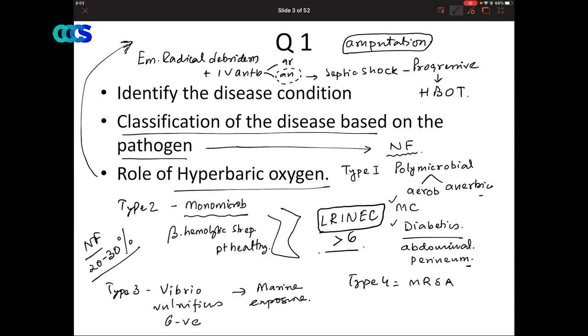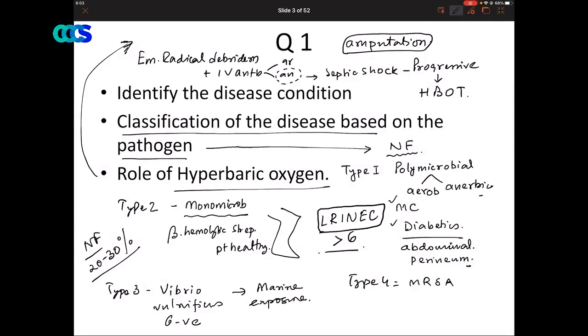And HBOT is making the room filled up with 100% oxygen, so that the anaerobes are not getting anything to eat, while your tissue oxygen concentration remains the same. The atmospheric air will now change to near about 100% oxygen. So HBOT is hyperbaric oxygen therapy.